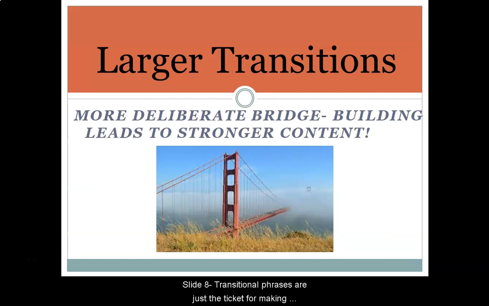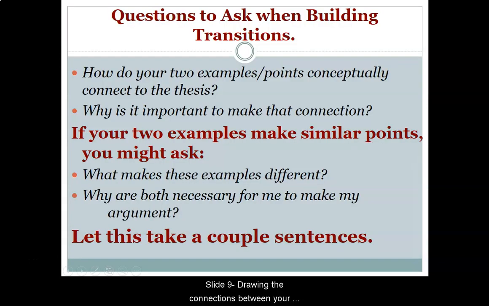Transitional phrases are just the ticket for making smaller sentence-by-sentence connections. But if you are making a larger conceptual leap or switching gears, you need to more deliberately show the steps it takes to get from one point to the next. If you introduce a new argument, a new perspective, or a new example to help make your point in your paper, take the opportunity to draw the connection between your two examples. Discuss what connects them. Drawing the connections between your points is a big part of the development of your paper. You should have a reason for each example besides some version of, "Hey, this is another example."